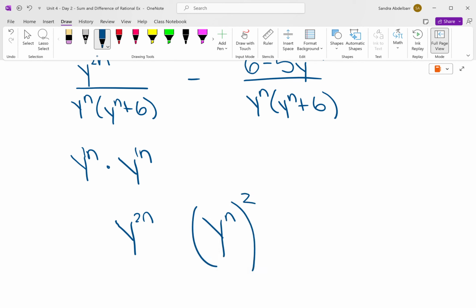Or if you were looking at it as y to the n raised to the second power, then you multiply the exponents, which is still y to the 2n. So no matter what, it's y to the 2n. You're welcome.